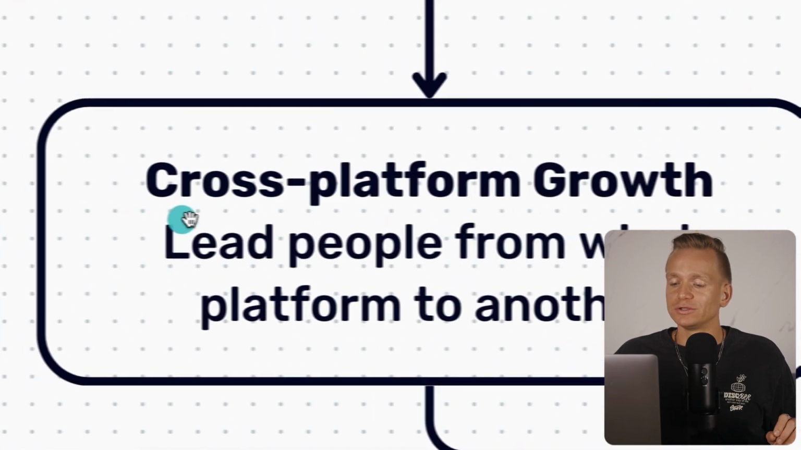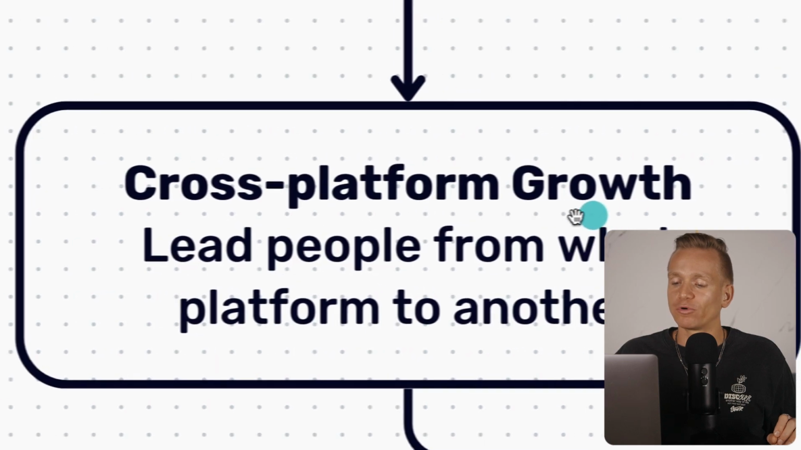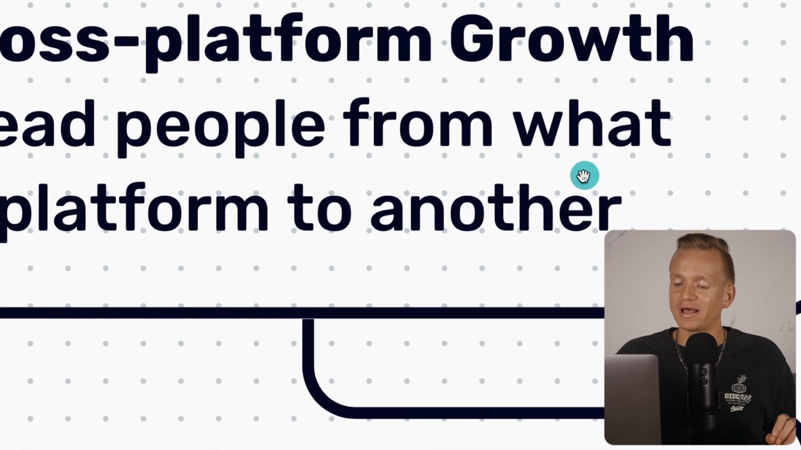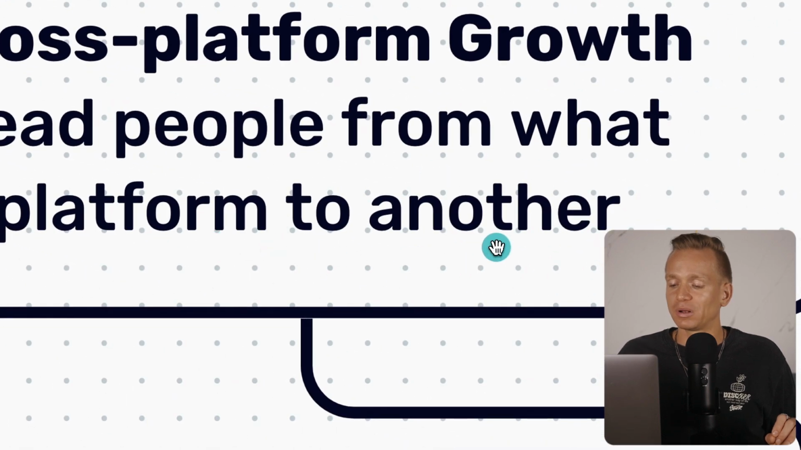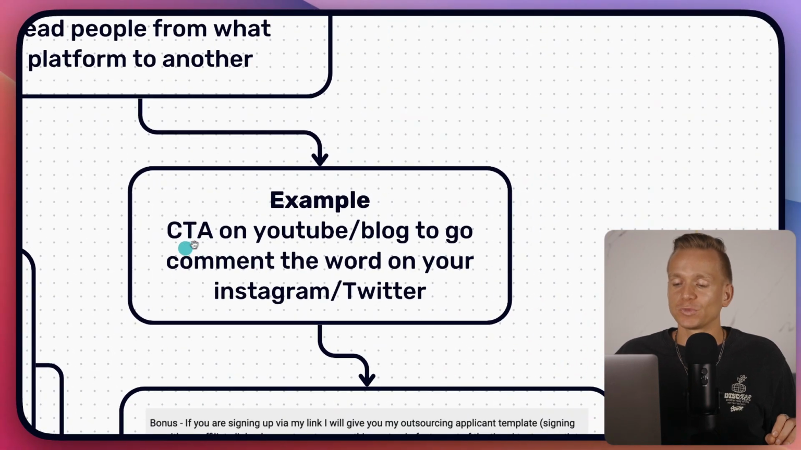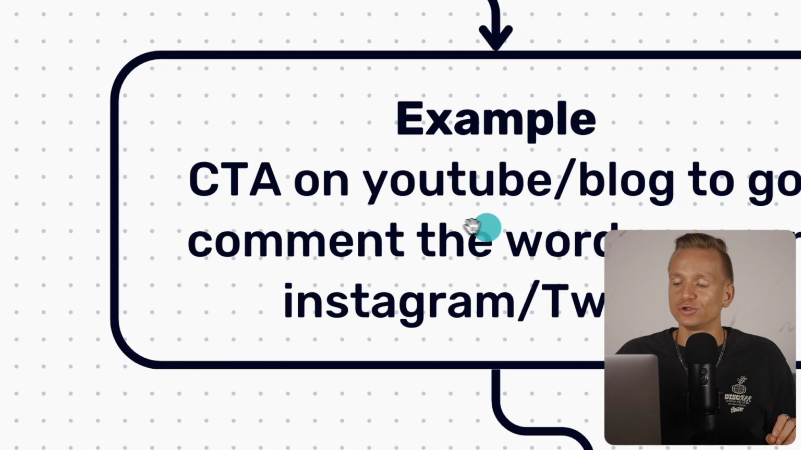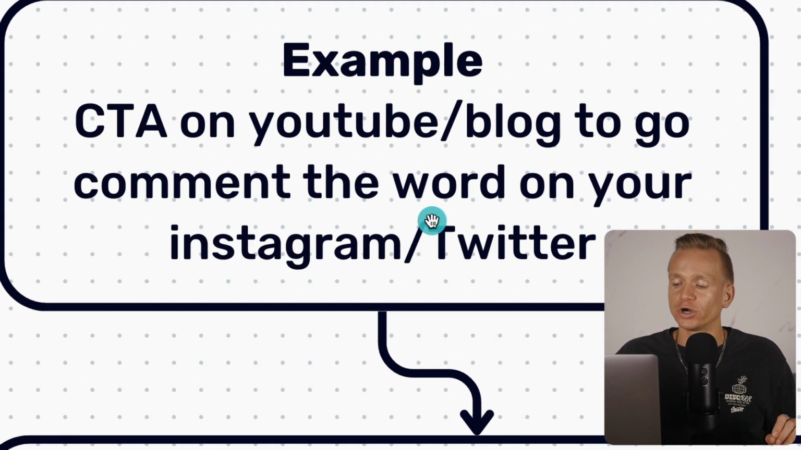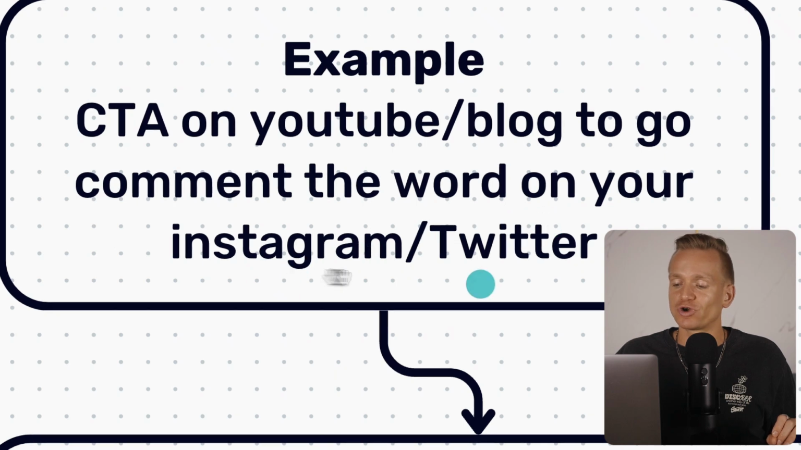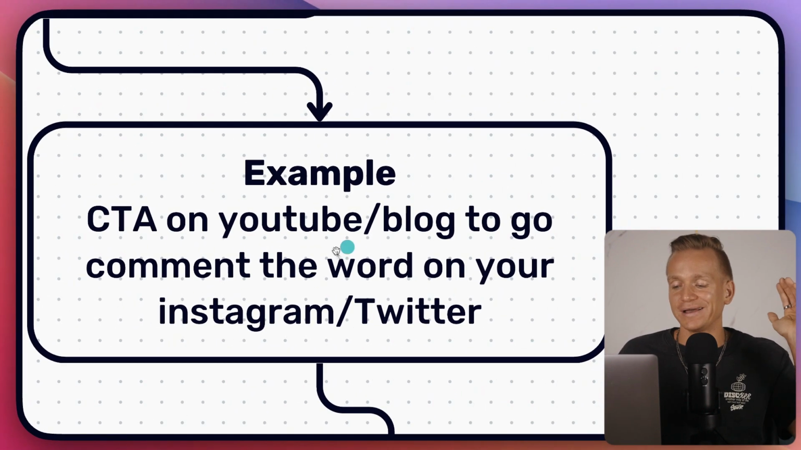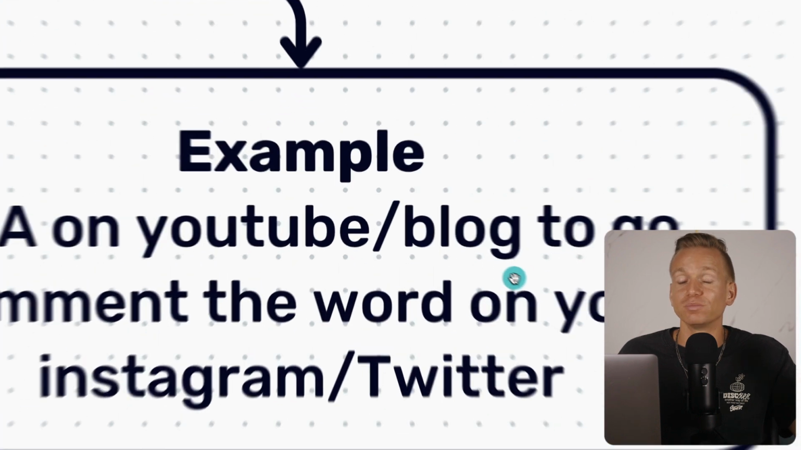So what we can do is cross-platform growth. Basically, we are leading people from one platform to another platform. And what this looks like is, let's say you have a CTA on YouTube or on your blog, to go and comment the word on your, let's say, Instagram or your Twitter, because on YouTube, you don't really have any DM function, which is so annoying. And same goes for, let's say, your blog.